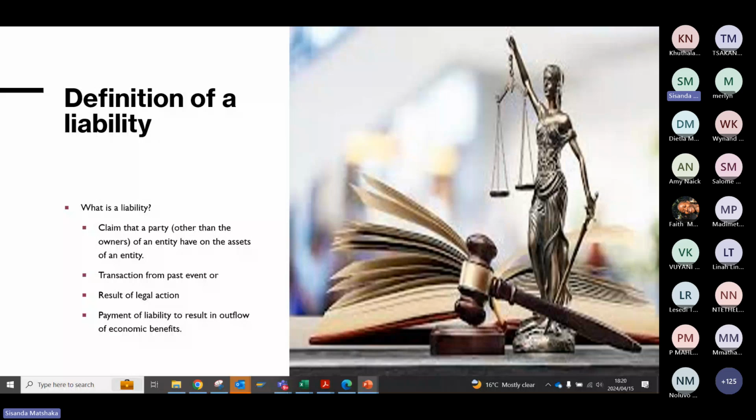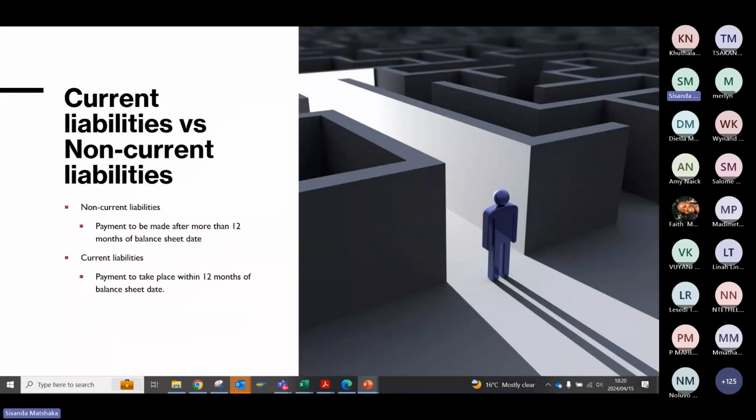Awesome. Okay, guys. Right, so now looking at the next slide: current liabilities versus non-current liabilities. So this is simply the distinction of when you expect to settle that liability. So a current liability, as it is, it's something that is due now. It will happen currently.